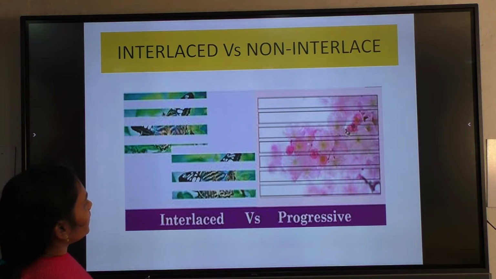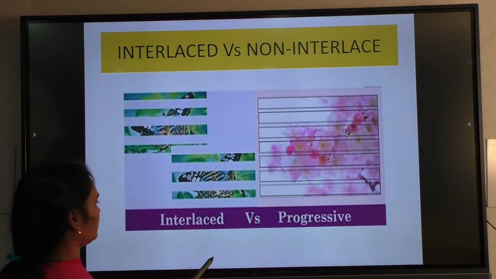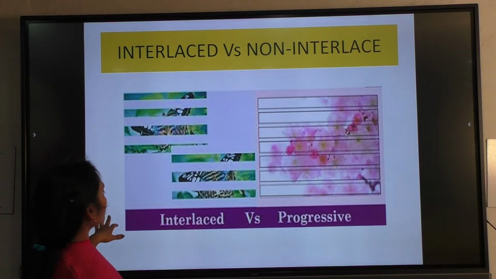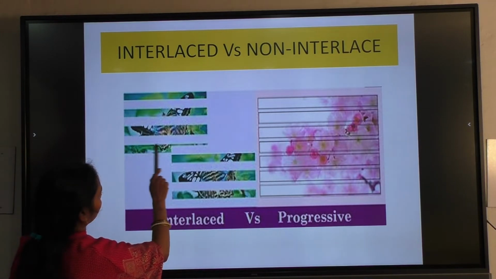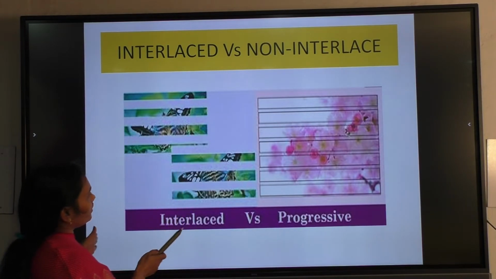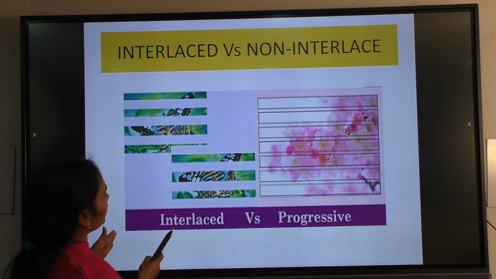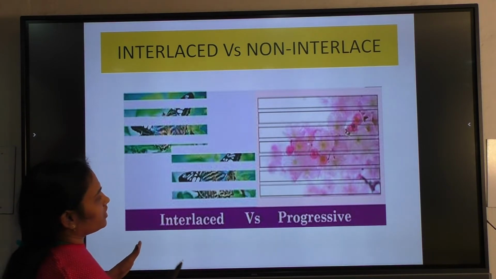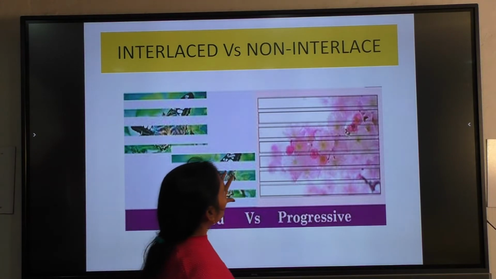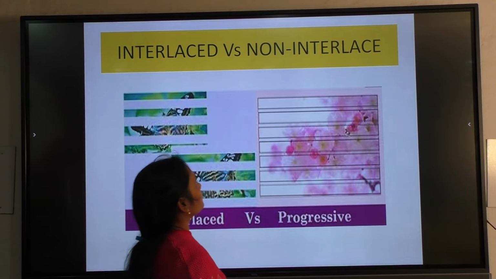This one is the diagram. One is interlaced and the other one is non-interlaced. In interlaced, first the odd lines are scanned, then the even lines are scanned. After that, when we merge these odd lines and even lines, we will get the complete picture. But in non-interlaced scanning, it will scan both even and odd lines at a time.